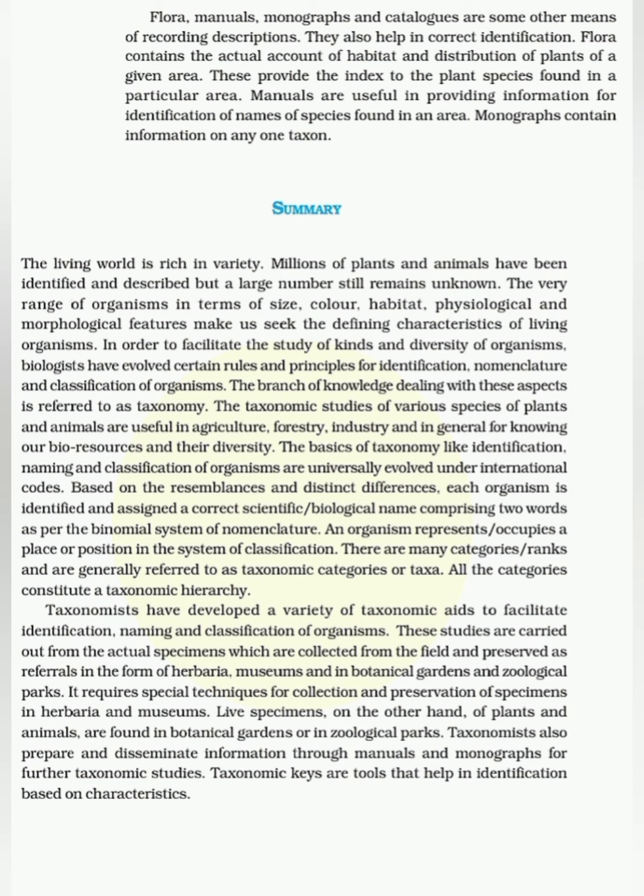Live specimens, on the other hand, of plants and animals, are found in botanical gardens or in zoological parks. Taxonomists also prepare and disseminate information through manuals and monographs for further taxonomic studies. Taxonomic keys are tools that help in identification based on characteristics.